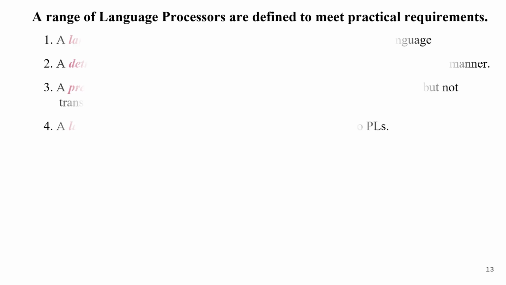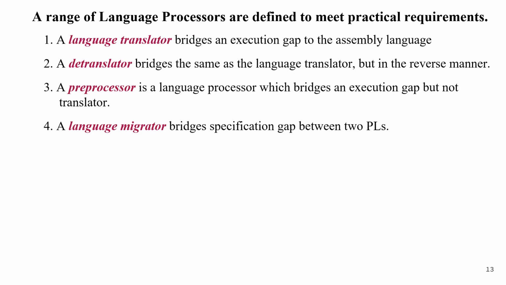What are the various language processors? One is language translator, there is detranslator, there is preprocessor, there is language migrator. Language translator bridges an execution gap to assembly language. That means it translates high level language into assembly language. Detranslator means you can say your assembler.